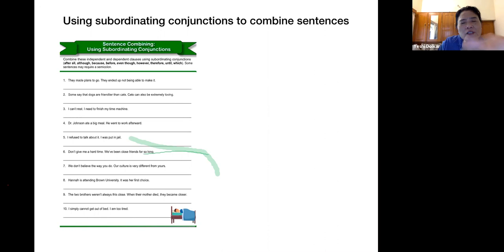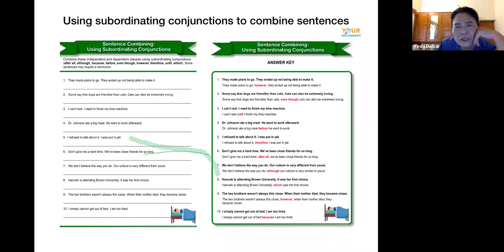All right, so here are some examples. These are the answers. They made plans to go. They ended up not being able to make it. They made plans to go; however, they ended up not being able to make it. Some say that dogs are friendlier than cats, even though cats can also be extremely friendly.